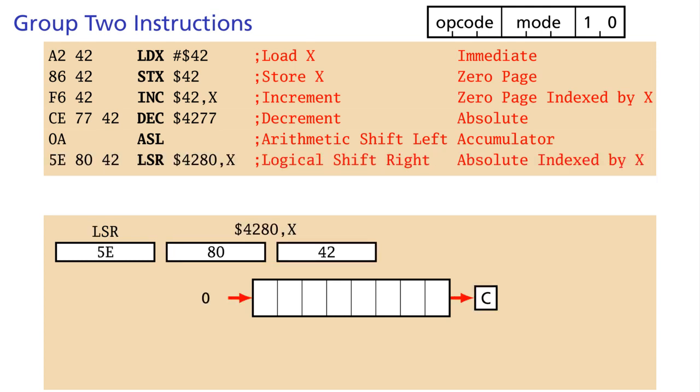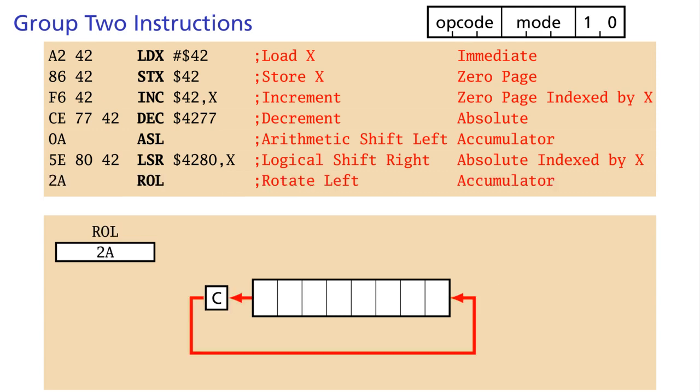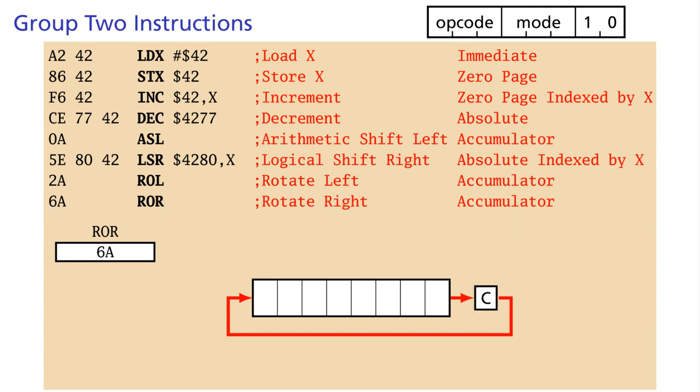LSR is logical shift right. It shifts the bits right by 1. The most significant bit becomes 0, and the least significant bit goes into the carry flag. This example illustrates a bit shift instruction used with a read-modify-write addressing mode. ROL is like ASL, but it takes the new LSB from the carry flag, enabling multi-byte shifting. ROR is like LSR, but it takes the new MSB from the carry flag.